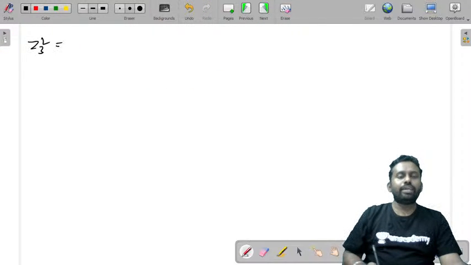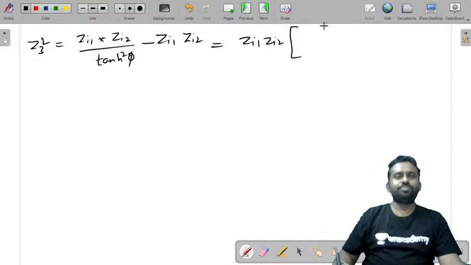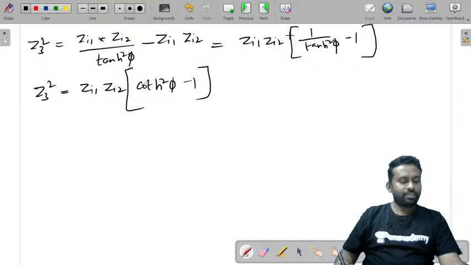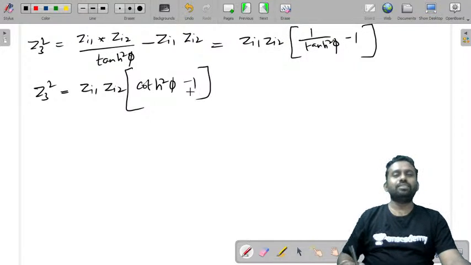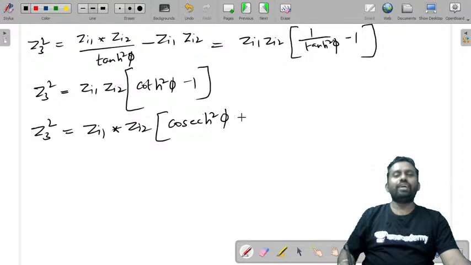So z3 square is equal to zi1 into zi2 by tanh square phi minus zi1 into zi2. You can write this as zi1 into zi2, if you just take common, 1 by tanh square phi minus 1. So z3 square is equal to zi1 zi2 into coth square phi minus 1. But we already know that coth square phi minus 1 is cosech square phi. So z3 square is equal to zi1 into zi2 into cosech square phi.